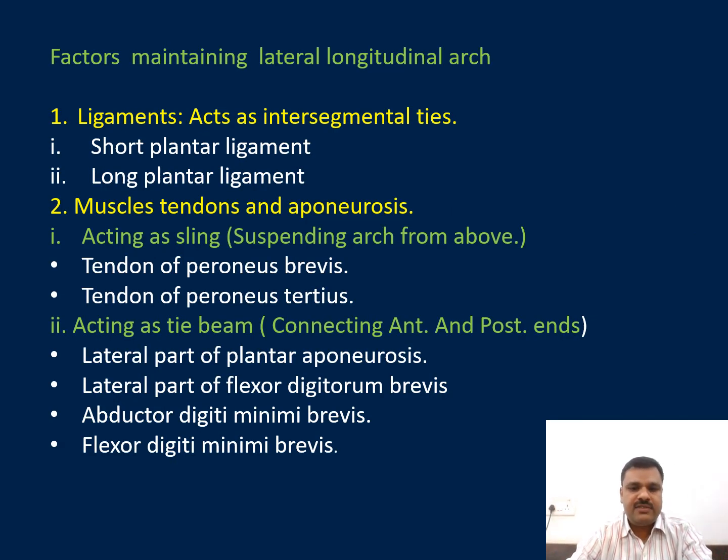Now here are also some factors which are maintaining the lateral longitudinal arch similar to that of your medial longitudinal arch. Now they are categorized as ligaments and the muscles and muscle tendons and the aponeurosis. Now what are the ligaments? Short plantar ligament and the long plantar ligament. The muscles which are acting as sling and suspending the arch from above, these are the tendon of peroneus brevis and peroneus tertius. And the tie beams which were connecting the anterior posterior ends are the lateral part of plantar aponeurosis, lateral part of the flexor digitorum brevis, abductor digiti minimi brevis, and the flexor digiti minimi brevis.